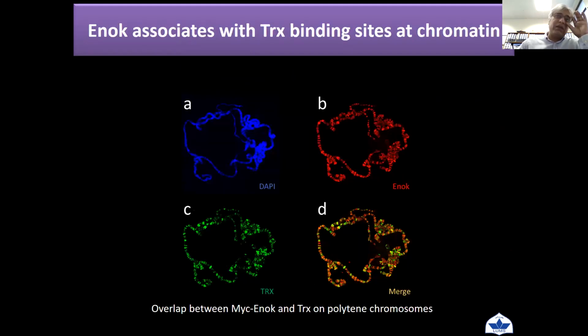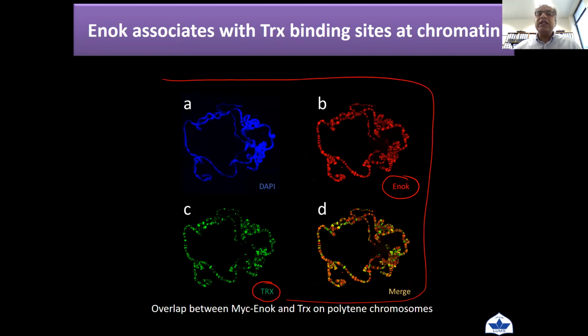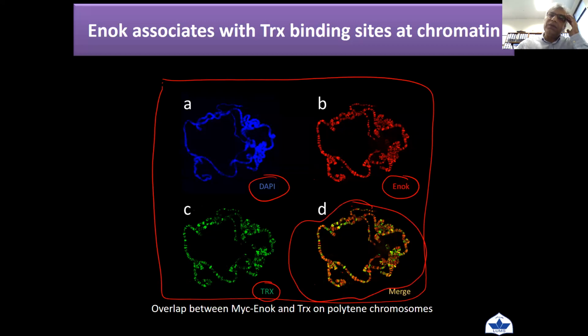So next, Jawad did immunostaining of polytene chromosomes, and on polytene chromosomes he saw ENOC perfectly and beautifully localizing with trithorax. These polytenes are co-stained. This is DAPI. DAPI is a dye which makes DNA shine blue under laser 405 wavelength. ENOC antibody stain and the same polytene stain with trithorax, and this is the overlay. And this shows you that ENOC and trithorax also overlap.